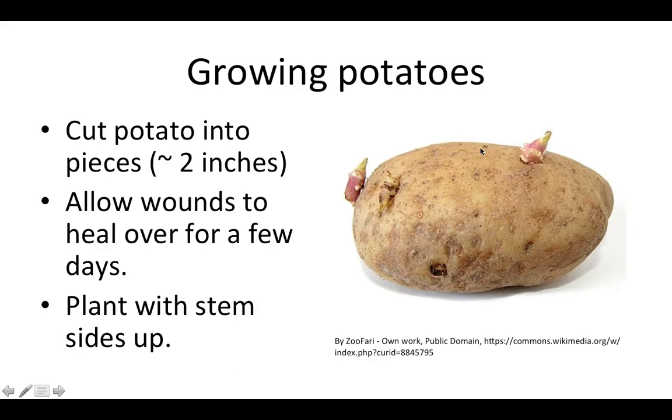So here's an example of what you can do with a potato. Take it, slice it into about 2-inch pieces, usually leave about 2 eyes on each piece, and just leave it sitting out for a few days for the wound to heal over. Once you've done that, you can take your piece of potato and plant it in soil, let's say out in the garden, with the eyes towards the top and the cut end towards the bottom, and these will grow into leafy stems. They will provide energy, and you can grow yourself a crop of potatoes.